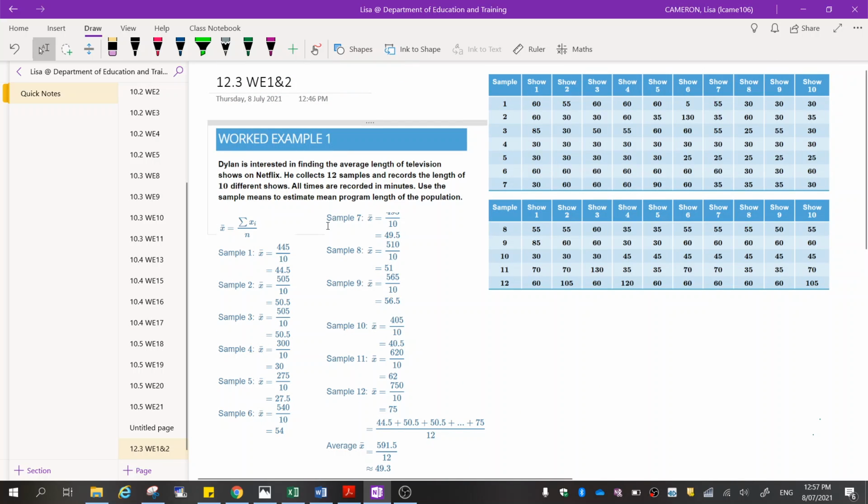Okay, so Dylan is interested in finding an average length of television shows on Netflix. He collects 12 samples and records the length of 10 different shows. All times are recorded in minutes. Use the sample means to estimate the mean program length of the population. So all we're going to be doing is calculating the mean for each sample, so adding together all of these numbers in the row. Here, I'll highlight that.